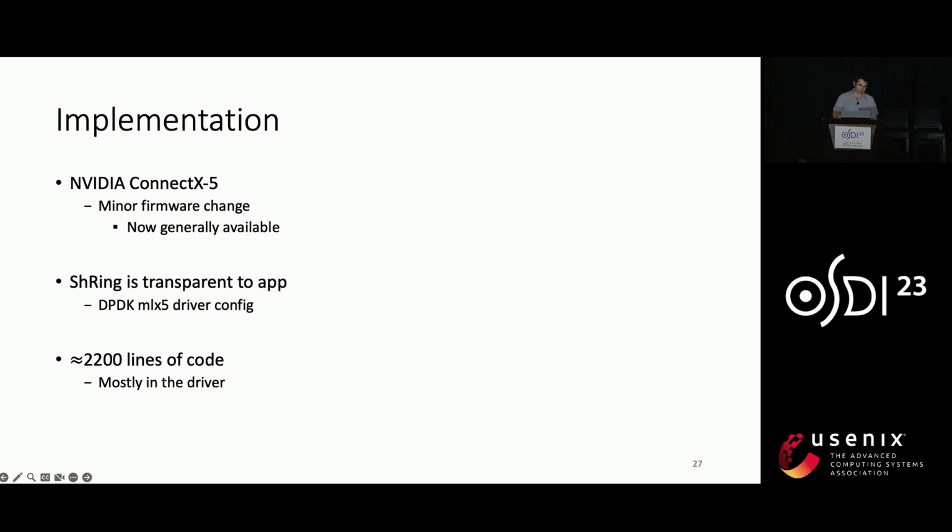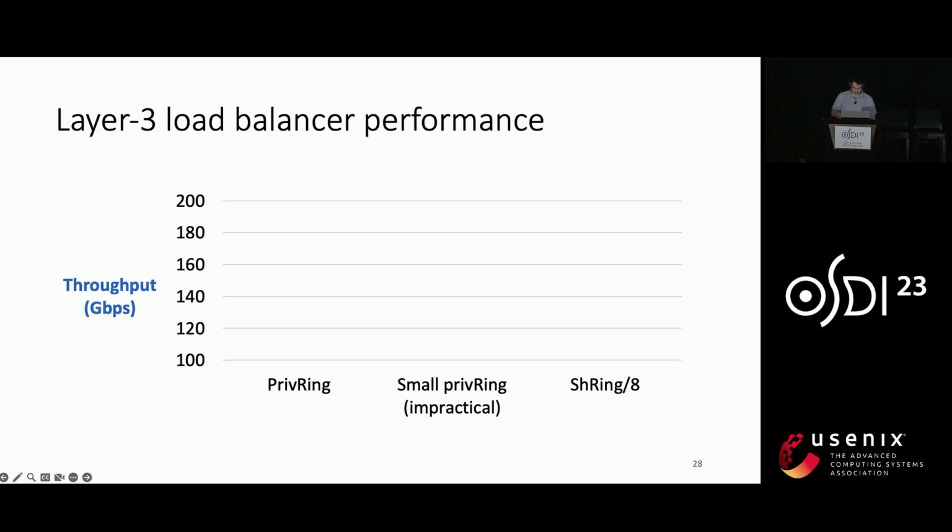Our implementation is 20 to 100 lines of code, mostly in the DPDK's driver layer. This allows applications to enable ShRing without changes to the application logic. To evaluate the performance of ShRing on a real application, we use a stateful load balancer network function. This application relies on packet headers to spread load among 16 servers. We run this application on all cores of our server and load it with 200 gigabits per second.